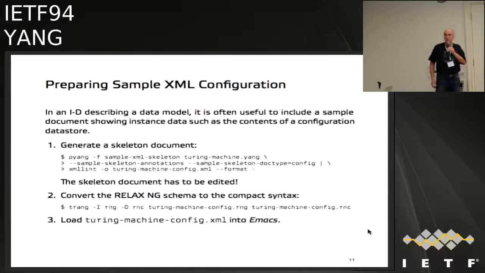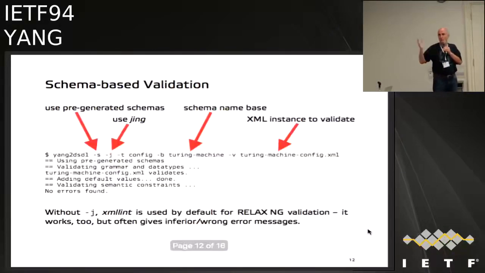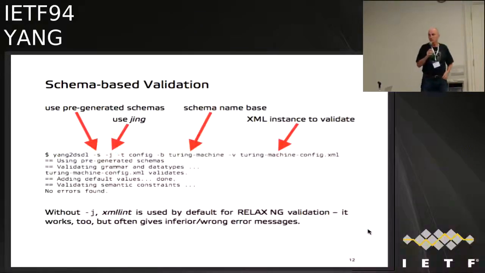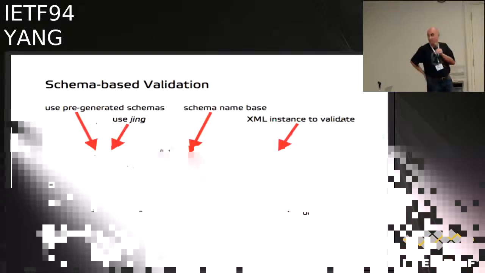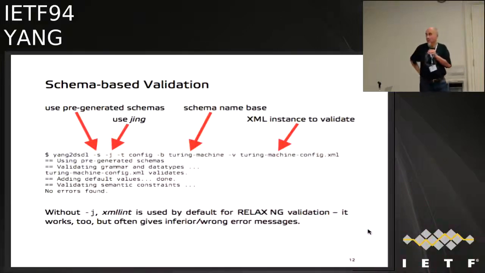And now we can do all steps of validating the instance document using the yang2dsdl script. This can be done for our Turing machine model as follows. So here are the arrows and the annotations explain what the command line parameters are about.